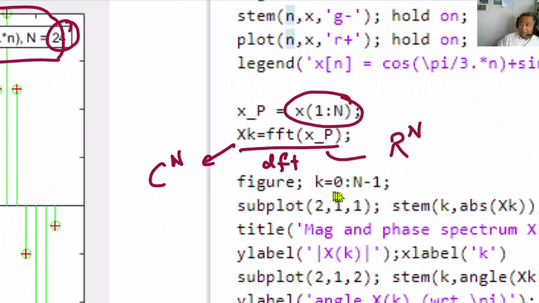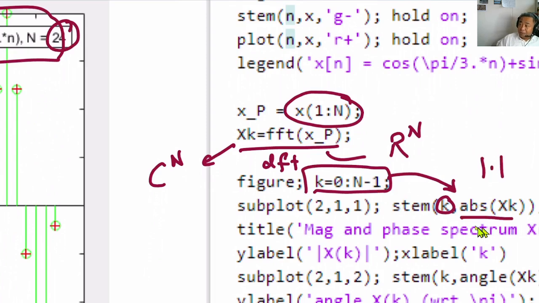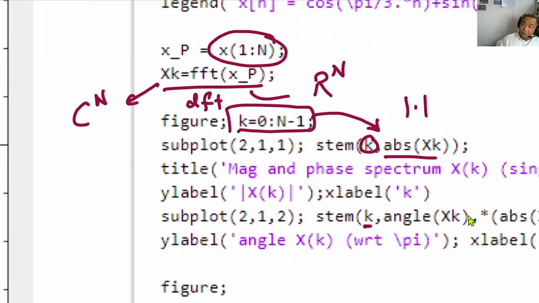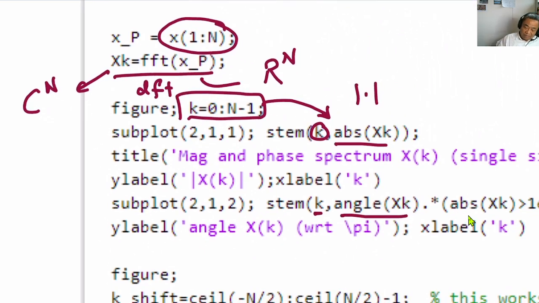So now here again, we are going to need an index from 0 to N minus 1, because we are going to plot the stem from 0 to N minus 1 for the horizontal axis. And we're going to extract absolute, which is nothing but the magnitude of the coefficients. And then we're going to use stem again, showing that we are using 0 to N minus 1 for the index. And then we're extracting using angle to get the phase.